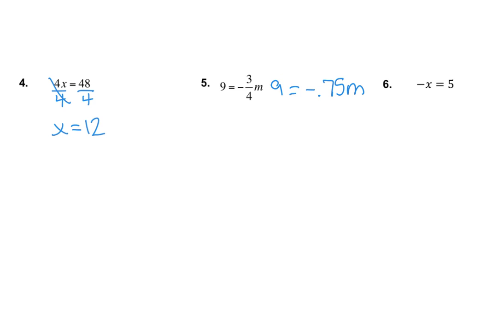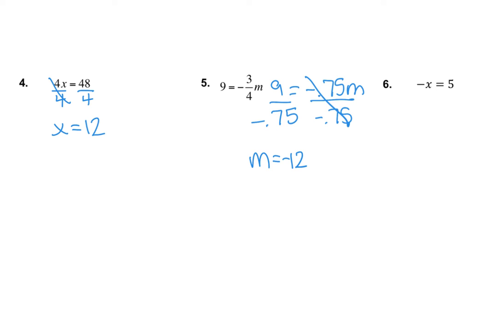And I would then divide by -0.75. You could multiply by its reciprocal, or you could just divide and show divided by -3 all over 4. I'm going to just go ahead and take this as a decimal. And that cancels out, and m is going to equal -12.